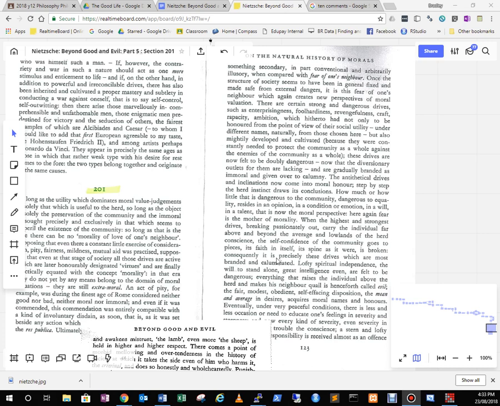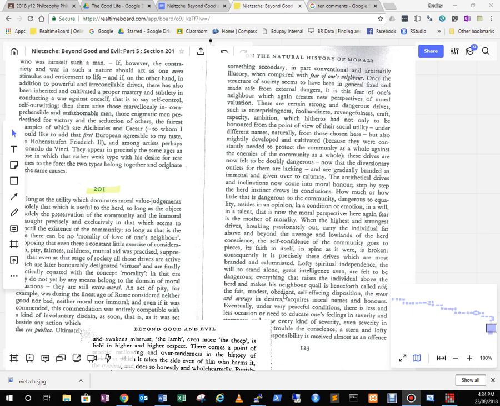All right. Consequently, it is precisely these drives which are most branded and calumniated, or, not liked. Lofty spiritual independence, the will to stand alone, great intelligence even, are felt to be dangerous. So he's saying in this herd mentality, being independent, being by yourself, being even smart or proud, they're considered to be dangerous qualities. Everything that raises the individual above the herd and makes his neighbour quail, which means really afraid, is henceforth called evil. And here we go to why he says the real aspect of Christianity is fear thy neighbour, not love thy neighbour.